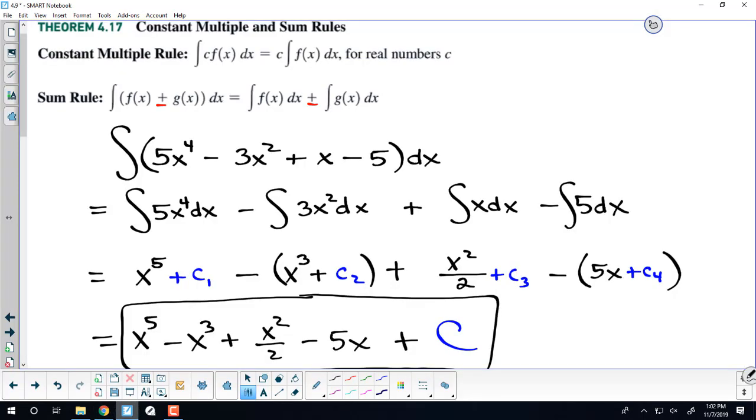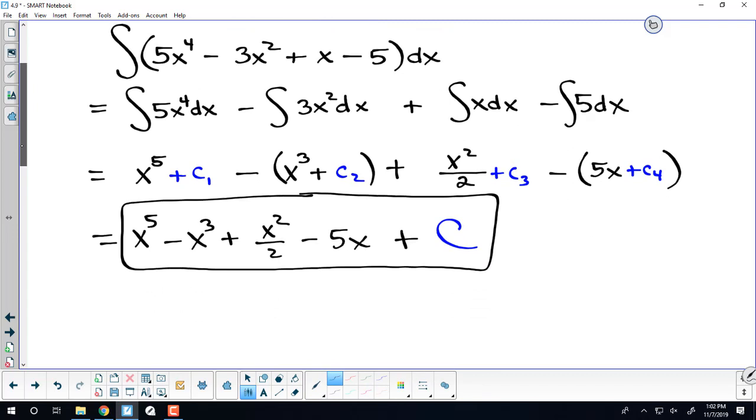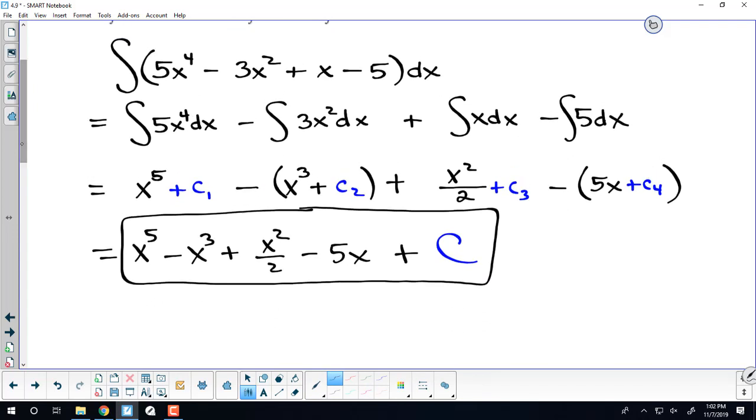In 4.9 we left off with the constant multiple and the sum rule, which allows us to put together polynomials in a more efficient way. So we did look at that example. If you just want to go from this step to this step, that's fine. It's to be expected after you've done a few of these. You don't have to write all of this stuff out that we wrote to show your work. So did anyone have any questions on that?